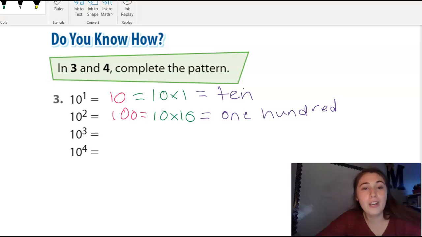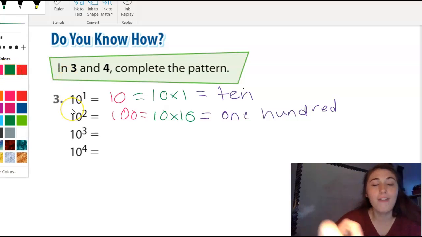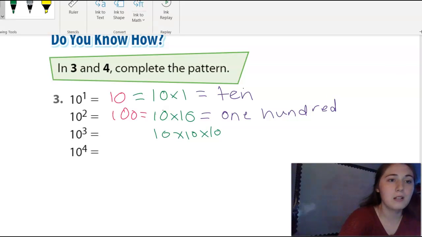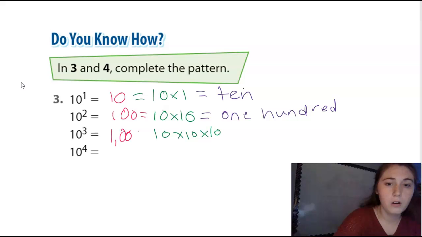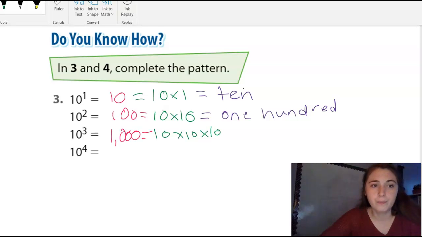All right, now we're going to look at 10 to the third. I know, based on my exponent, that I am multiplying my factor of 10 3 times. So 10 times 10 times 10, which equals 1,000, which we're going to write out in purple, 1,000.